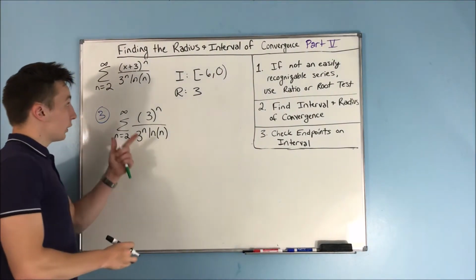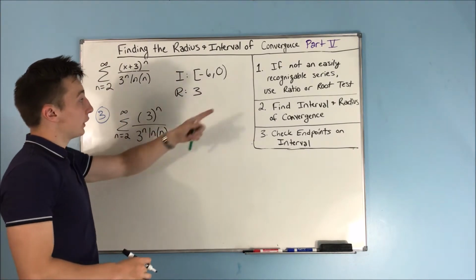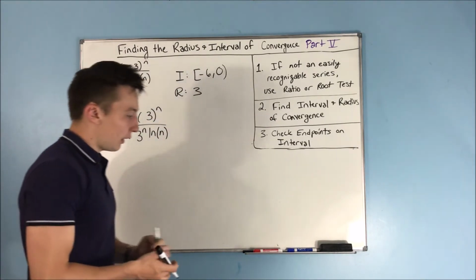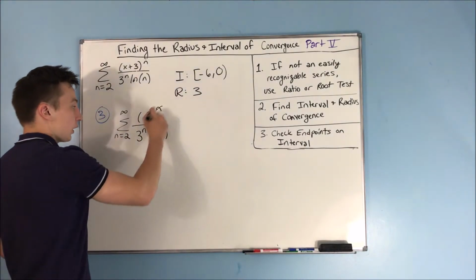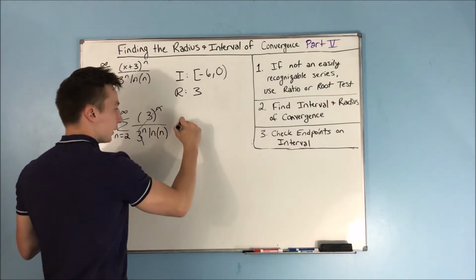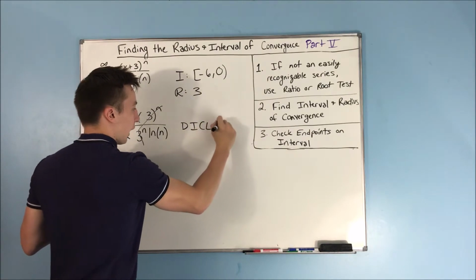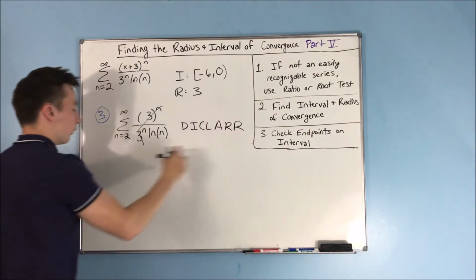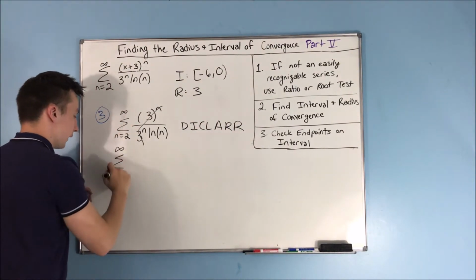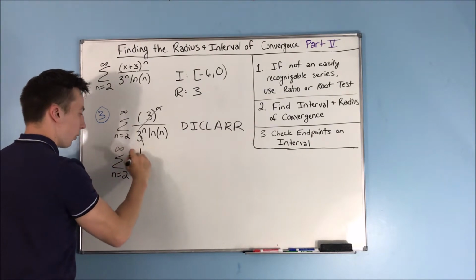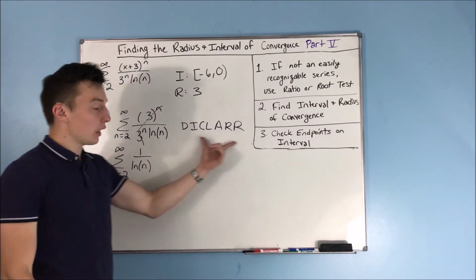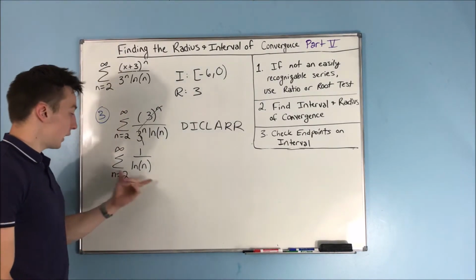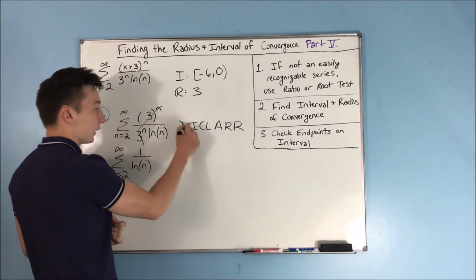Now next, we want to plug in our second endpoint, which is 0. When we do that, we get a 3 to the n on top, and I have that here. Those 3 to the n's are going to go away. Then we just have left the sum from n equals 2 to infinity of 1 over natural log of n. Looking at our little checklist here, if we did the test for divergence on this, of course we're going to get 0.